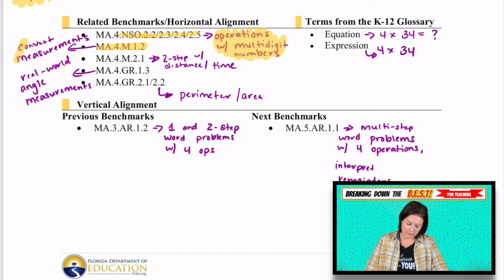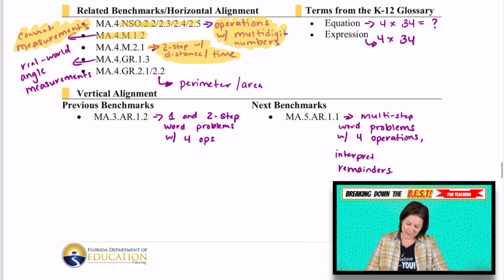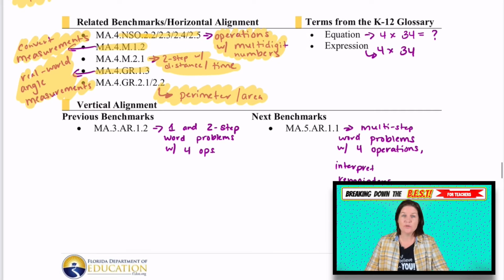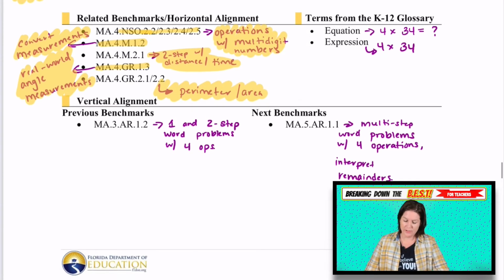MA.4.M.1.2 is our converting measurements standard. M.2.1 is a 2-step with distance and time, so there's a lot of multiplication and division involved with that, and we will get there at another time. GR.1.3 is our real world angle measurements, and the 2.1 and 2.2 for the GR standards involve perimeter and area. So those are some that are related to this standard that we can use what we're learning now to help us with those standards later on.